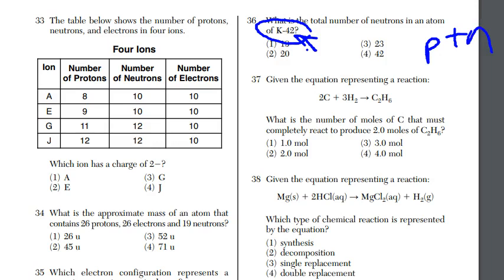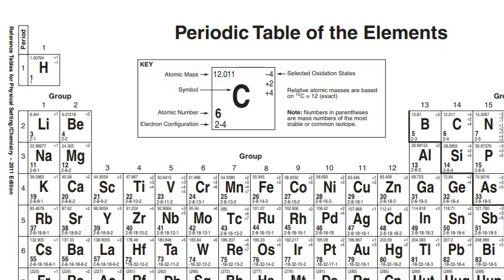Remember, protons, that's your atomic number, and that is what I call the Social Security number for every element. Every element has its own individual atomic number or number of protons. So let's go back to that periodic table. Okay, so here is potassium, and it is element 19. That's the atomic number, the number of protons.